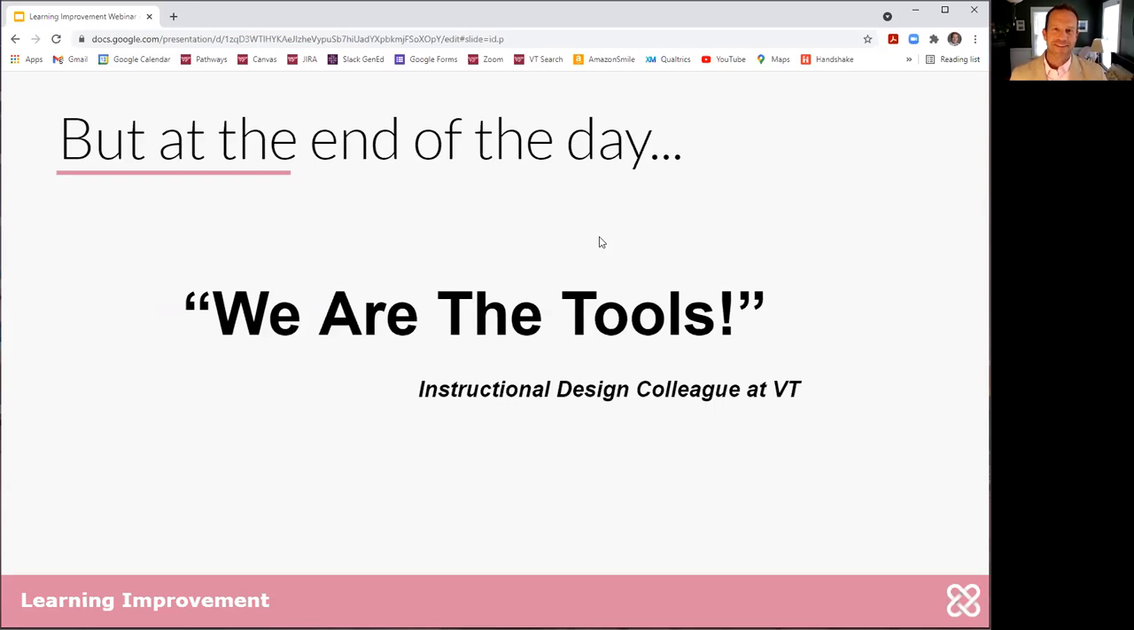the tools. That's a quote, I have it in writing in an email in all caps from an instructional design colleague here at Virginia Tech, which I found delightful. That is really what we are. I told him it needs to be a banner hanging over their building. But at the end of the day, we're the ones to help start the discussion. We're the ones to ask the right questions and keep people moving. And so that's what I'm trying to help you do.